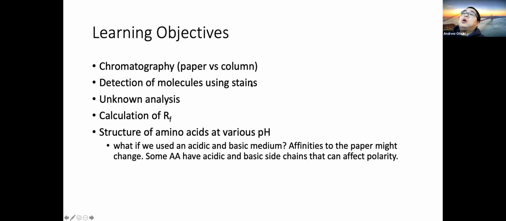Also, we're going to detect molecules by staining them. In column chromatography, there were colors that we could use to detect our compounds. In this case, we're going to detect the molecules by chemically modifying them and staining them, which will produce a visual color that tells us that what we have is an amino acid.